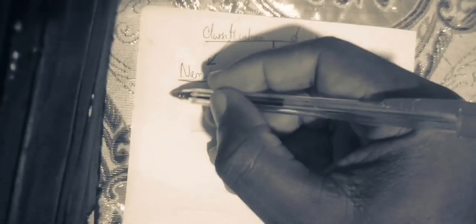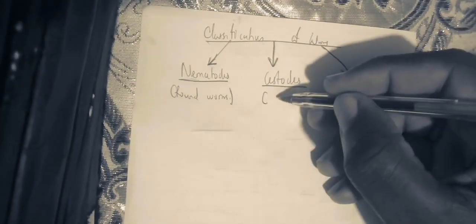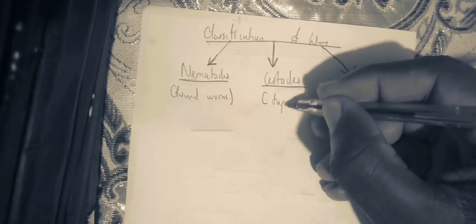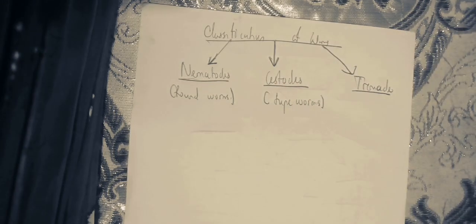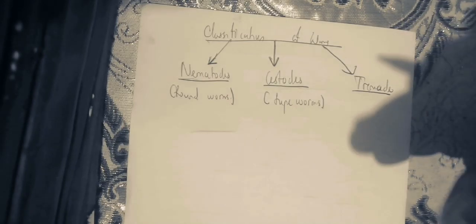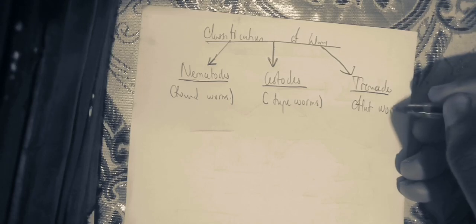The nematodes are also the round worms. Generally, that's how you can term them, round worms. The cestodes are the tapeworms, the worms that resemble tape. The tapeworms are the cestodes, and the trematodes are the flat worms.